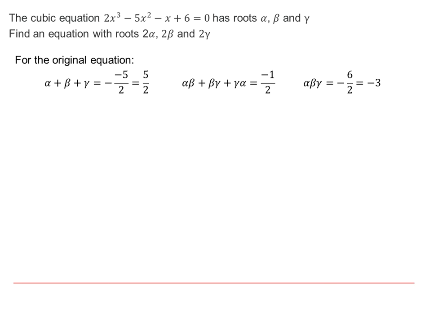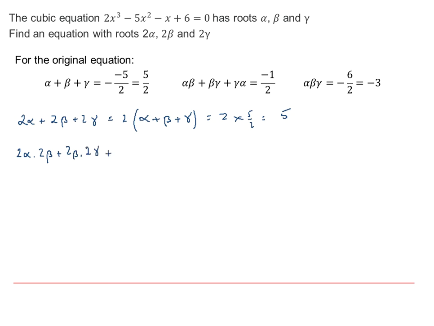Well, looking at the new equation then, the sum of the roots is going to be 2 alpha plus 2 beta plus 2 gamma, which we can simplify to 2 multiplied by alpha plus beta plus gamma. And of course then that's equal to 2 multiplied by 5/2, which is equal to 5. The pairwise products are going to be 2 alpha multiplied by 2 beta, then 2 beta multiplied by 2 gamma, plus 2 gamma multiplied by 2 alpha.